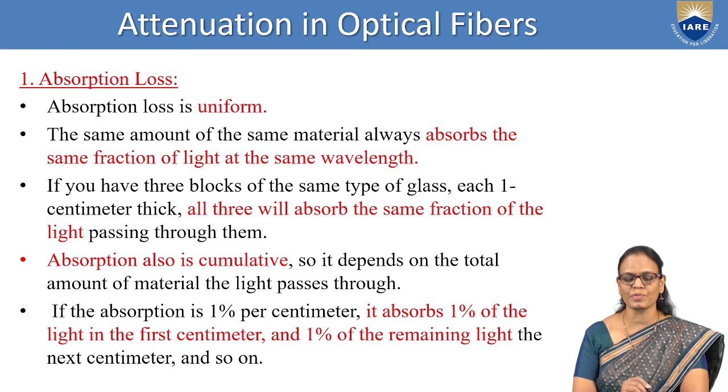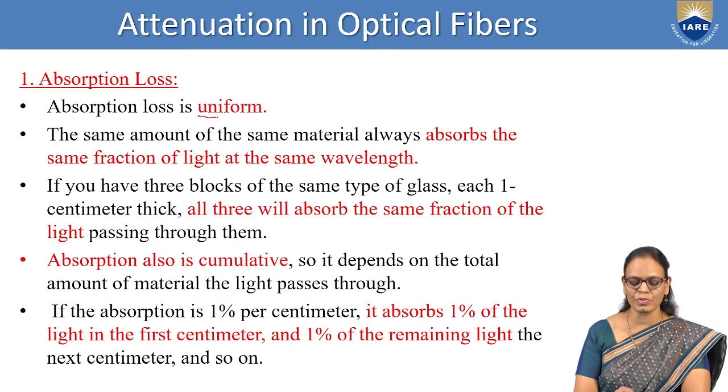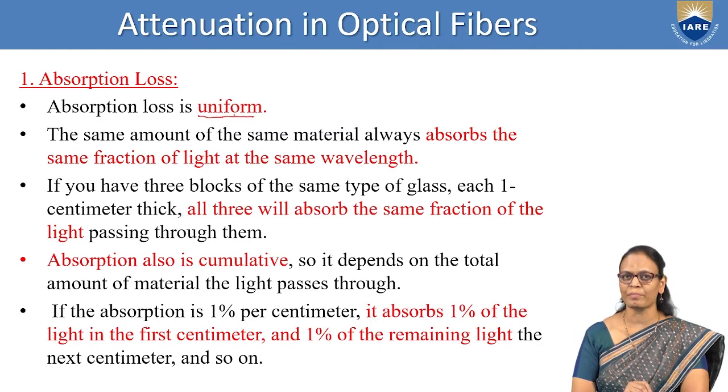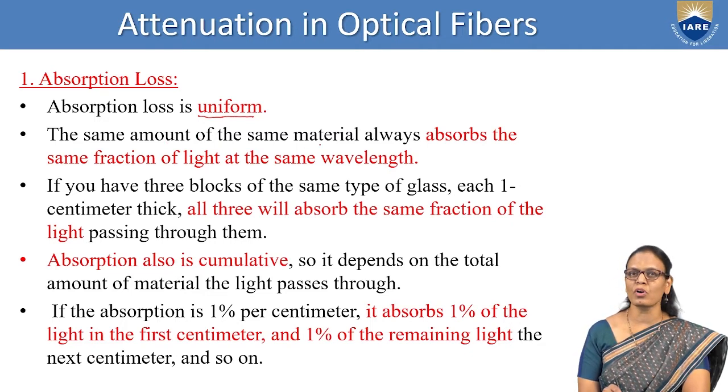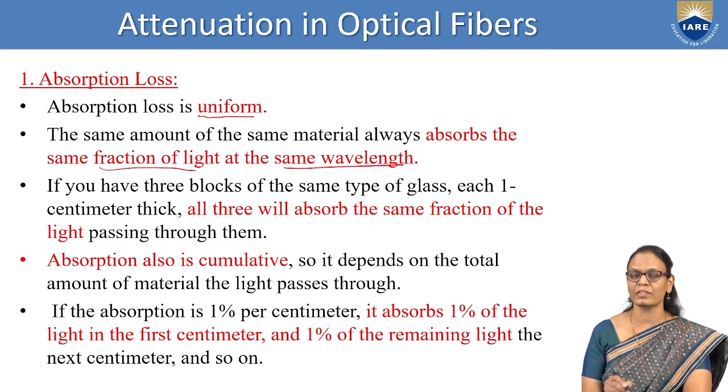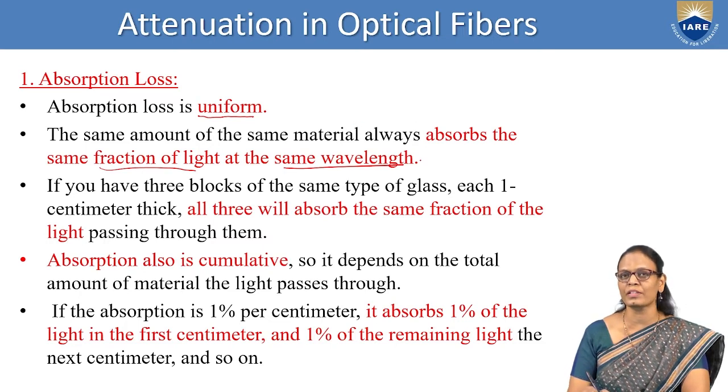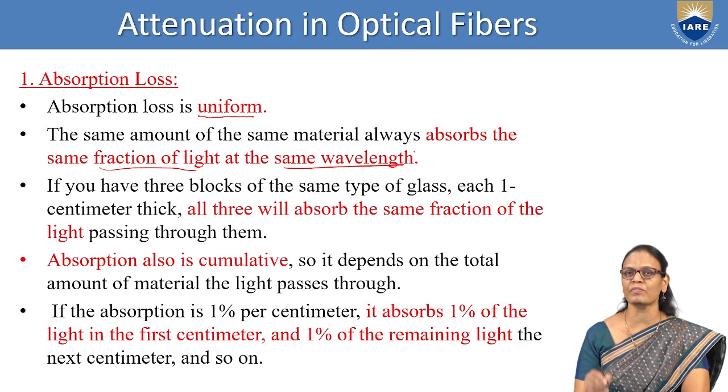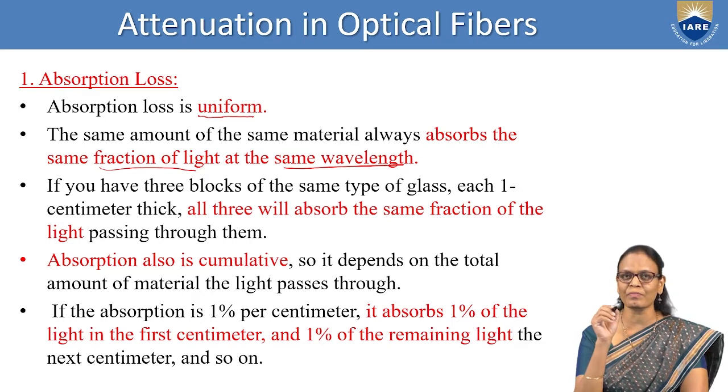The first one is absorption loss. Absorption loss is uniform throughout the fiber. It means the same amount of the same material always absorbs the same fraction of light at the same wavelength. We said this attenuation depends upon the wavelength. Absorption is due to the absorption of the signal or the light. We are sending the signal at a particular wavelength, so at that wavelength, the material absorbs the same fraction of light.